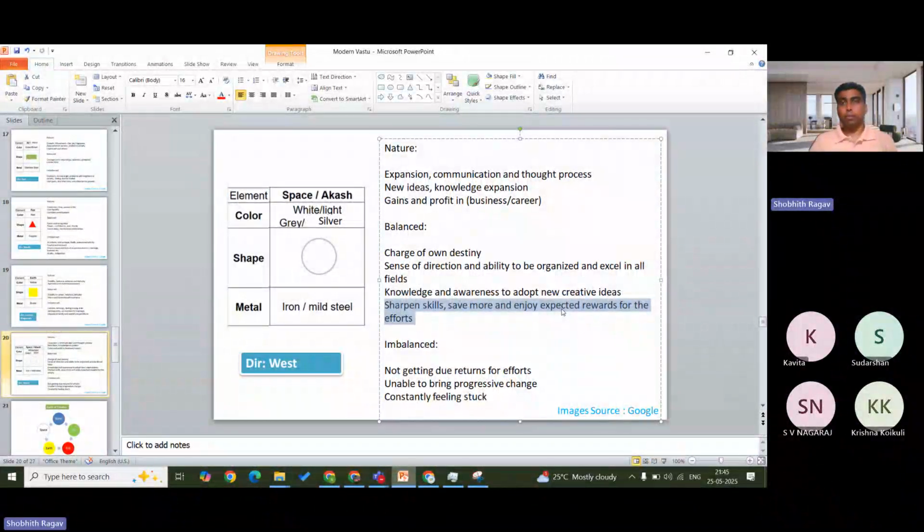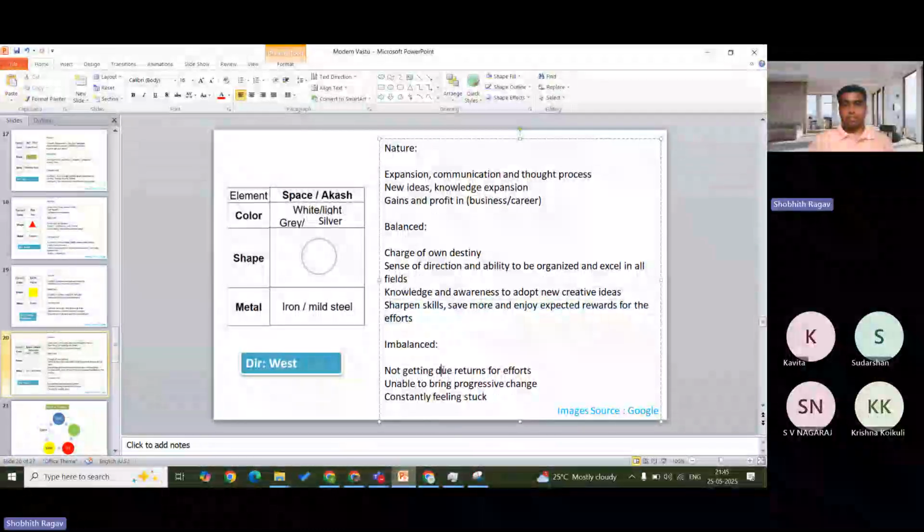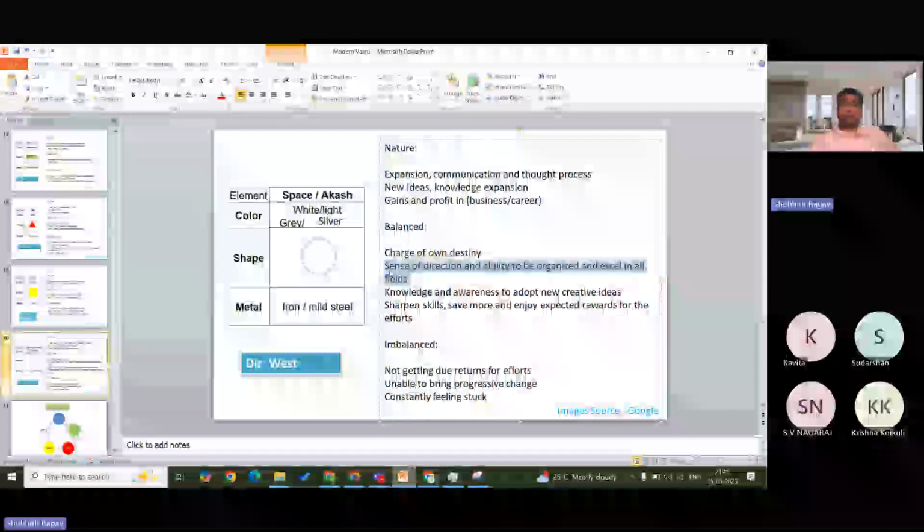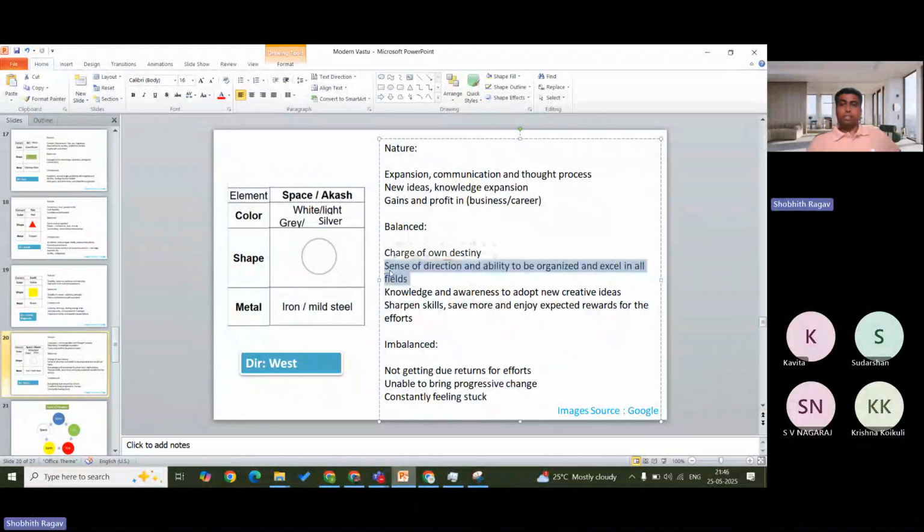Sometimes many people would be putting in a lot of effort, but they might not be getting a reward equivalent to those efforts. If they are facing such a problem, then space element is imbalanced. Like here we have said, not getting due returns for the efforts. This is one attribute which you can use to detect. Then, unable to bring progressive change. Here we spoke about how they'll be able to take charge of their own destiny. If it is imbalanced, then they'll feel stuck. They'll not have direction, how to move forward and all that. So this is about Akash.